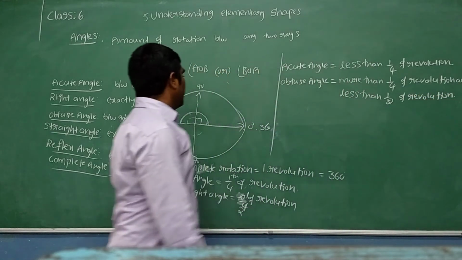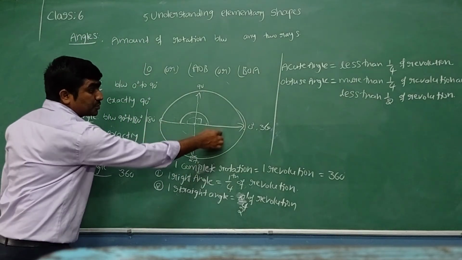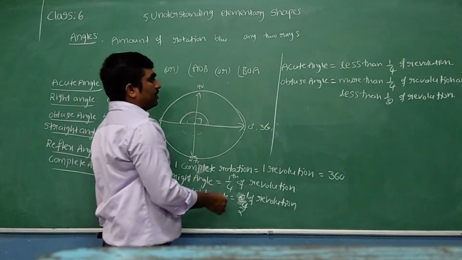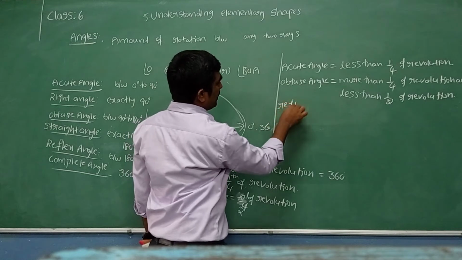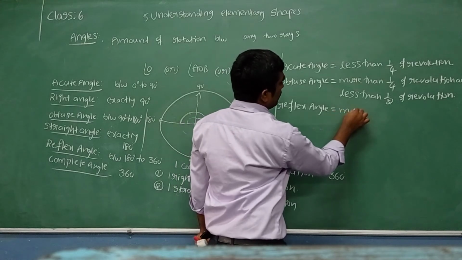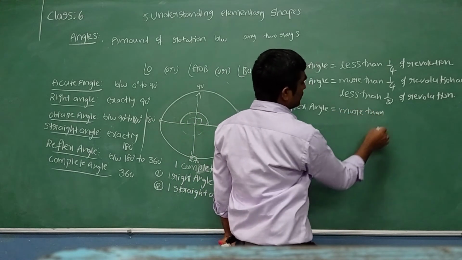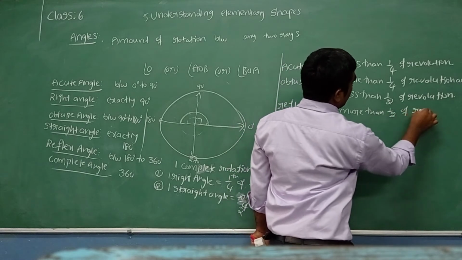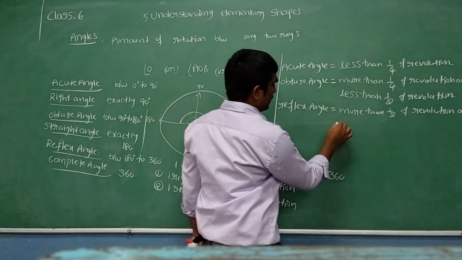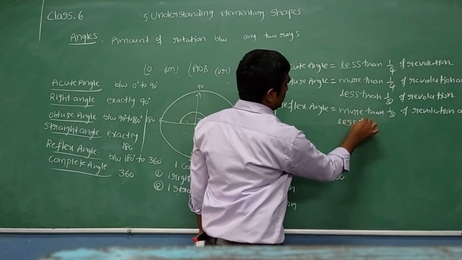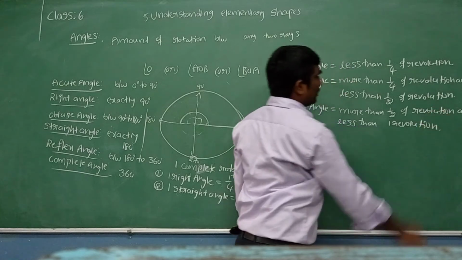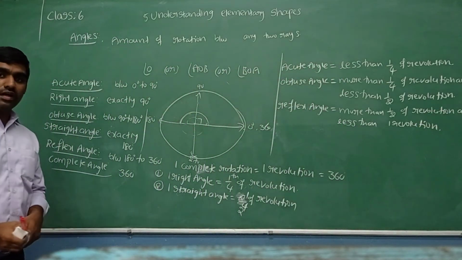Now we come to reflex angle. What is meant by reflex angle? It is more than half, less than one rotation. So we can write reflex angle is more than half of revolution and less than one revolution. Like that we can express the angle in terms of revolutions.